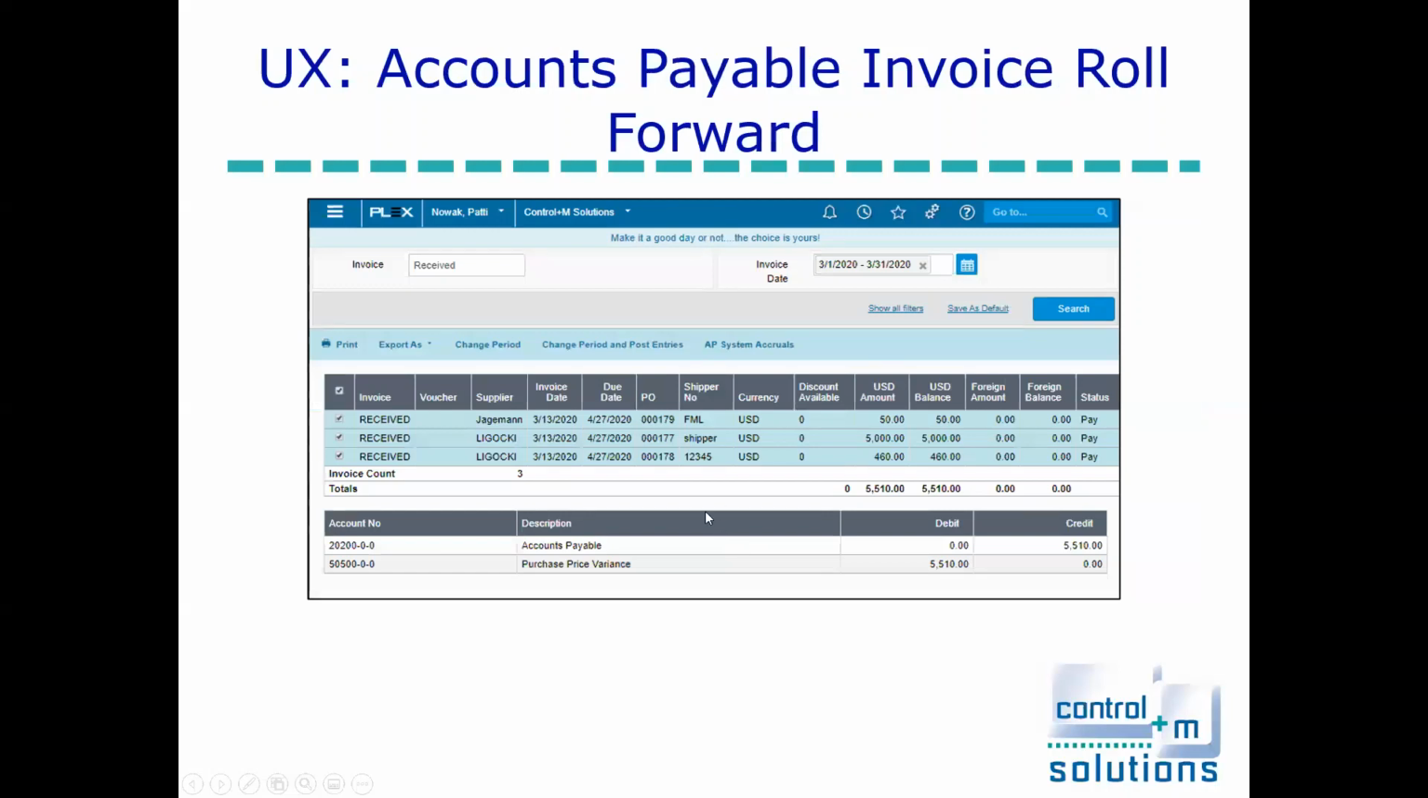In UX, that's going to look obviously slightly bluer, and that change period and post entries is right here, and the export as will take the place of the download button. This right here will make it where in the next period, if this invoice is $51 or whatever, you can go change the amount and everything is fine.